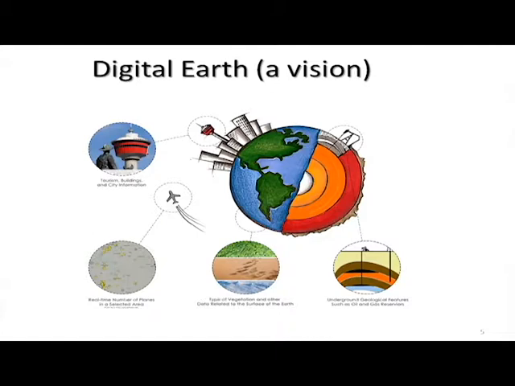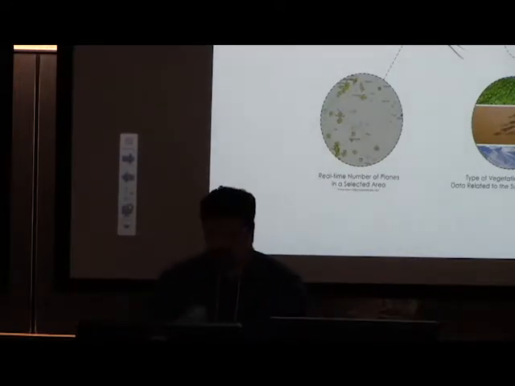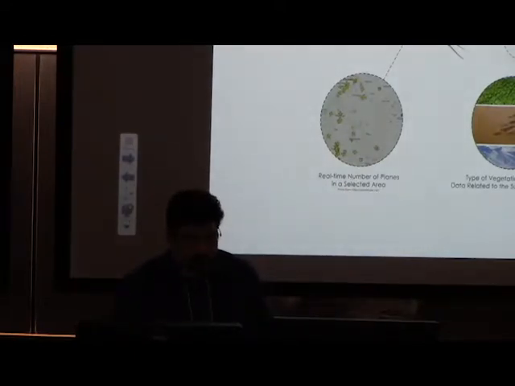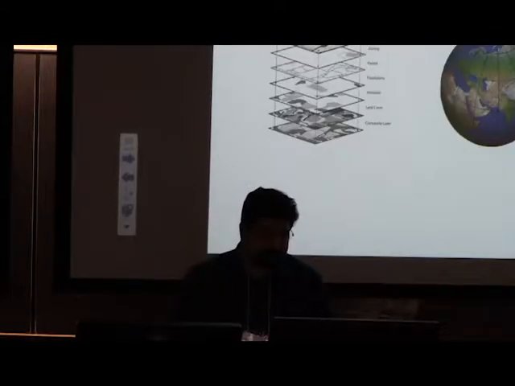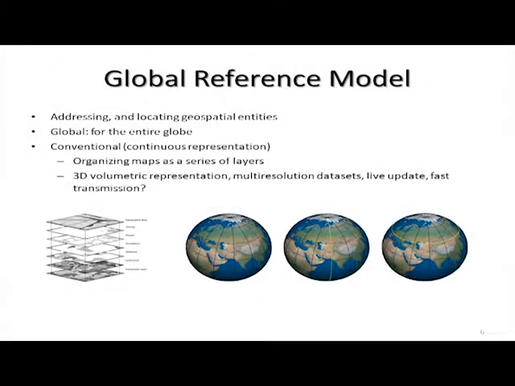And then all related information about that region can be retrieved, processed, and delivered to decision makers. So that's the vision for digital Earth. And for doing that, because everything has a location and is spatial, we need somehow a reference model for addressing and locating important geospatial entities on the Earth. And it should be global, not for a certain region, not just for Europe, but for the entire world.